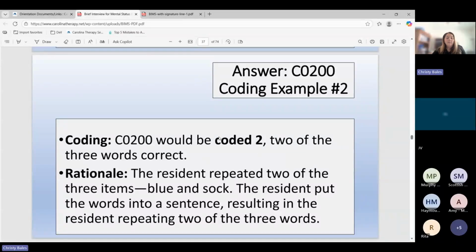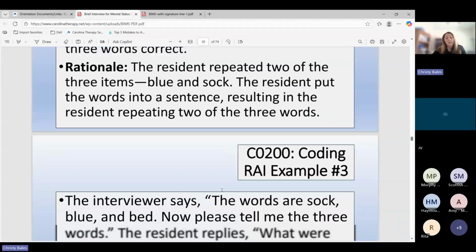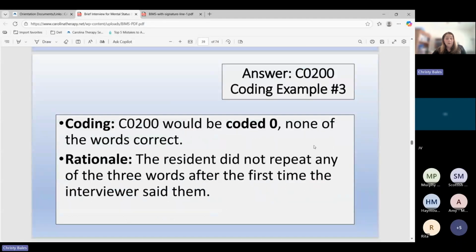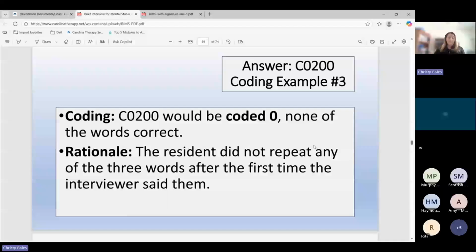So the reason they give this one is because at the end they give some more examples that are not correct. Example number 3: the interviewer says the words are sock, blue, and bed. Now please tell me the 3 words. The resident replies, what were those 3 words? The interviewer repeats the 3 words plus the category cues, and you would code a 0 because the resident did not repeat any of the 3 words after the first time. So if you repeat them at all, it is considered a 0.